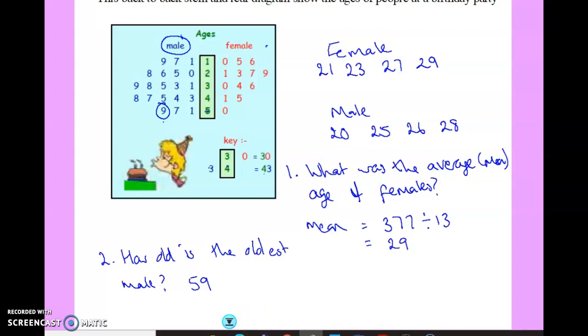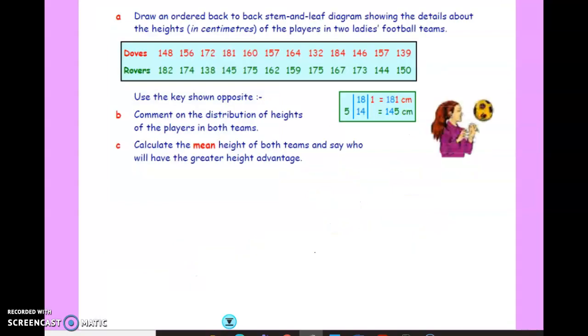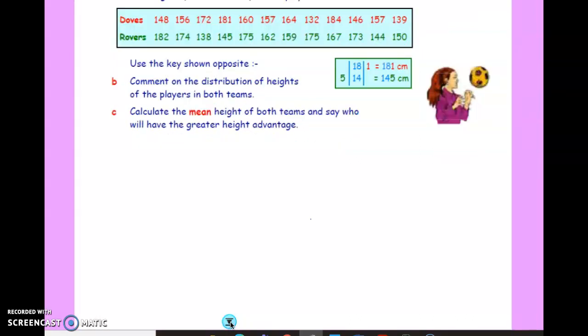Okay, next back-to-back stem and leaf diagram then. Let's see if we can draw one ourselves. So we have here players in a ladies football team, and it's all mixed up, and we want to write down the stem and leaf diagram for these heights. We've been given our key already. Our stem is going to start at the smallest one, 13, 14, 15, 16, 17, 18. Then we're going to add our leaves in for the final numbers.